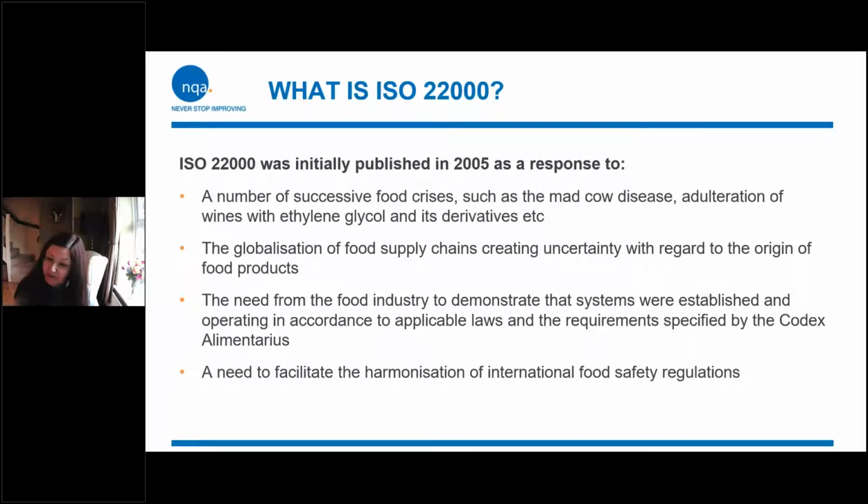It starts all the way from farm, again, all the way to manufacturing and catering, food packaging, and then the auxiliary services. So people that make machinery for use in the food industry, they can also have ISO 22000. And the biggest thing is that the ISO 22000 standard facilitated the harmonisation of international food safety regulations.